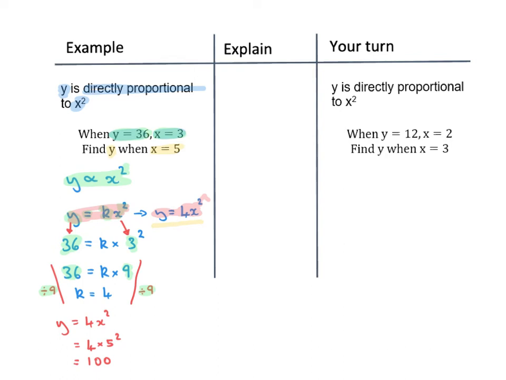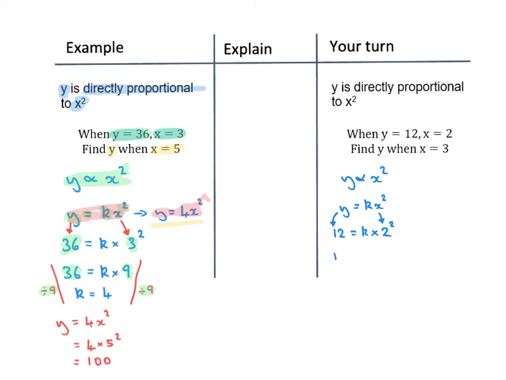So let's have a look at the question on the right-hand side. Firstly, we write our mathematical statement. Y is proportional to x squared. We can write that as a formula. Y equals k multiplied by x squared, or kx squared. We know that when y is 12, x is going to be 2. So you can see we've substituted in those values.